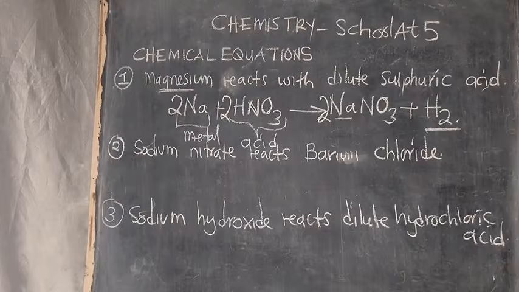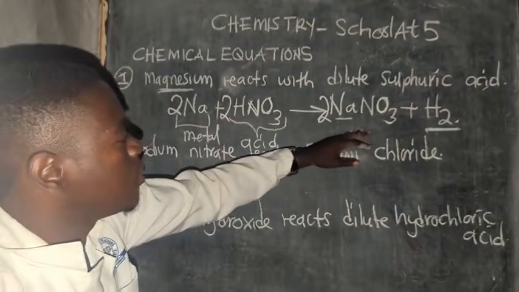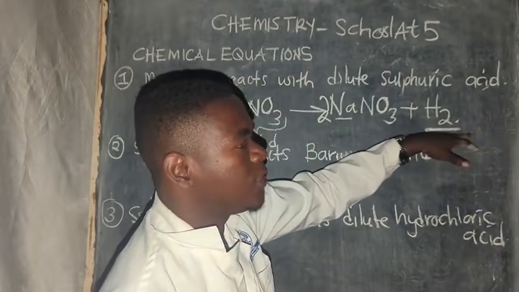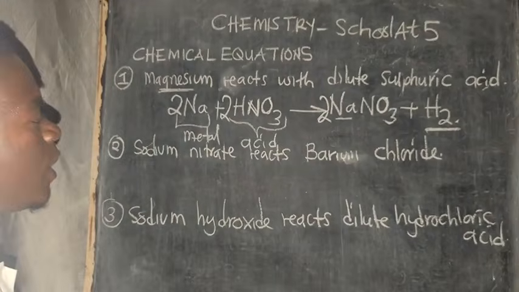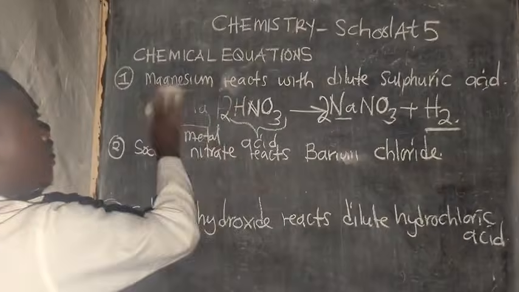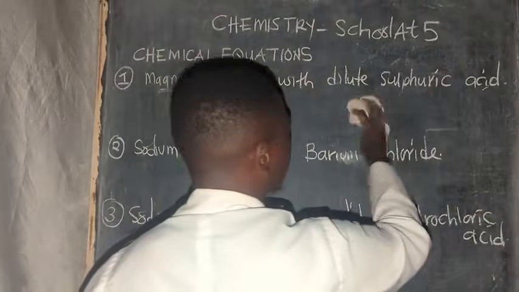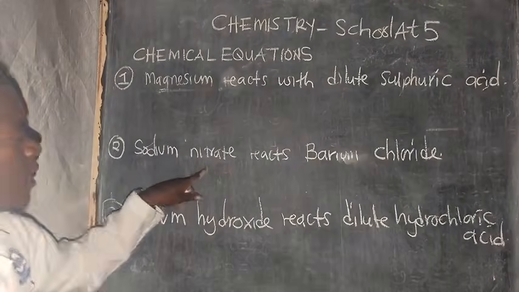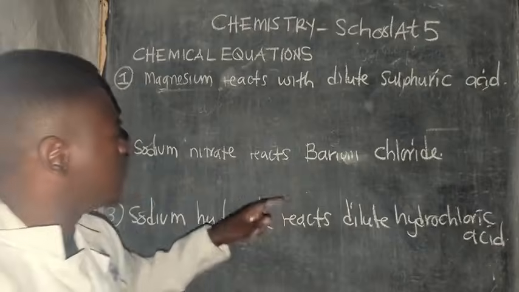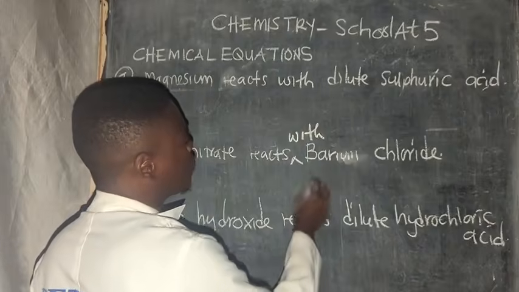So the whole point here is that when a metal reacts with an acid, what is formed is a salt plus what? Hydrogen gas. This is what you need to know, exactly the same. Then we move to the other part. Let us move to this one. Sodium nitrate reacts with, it reacts with what?